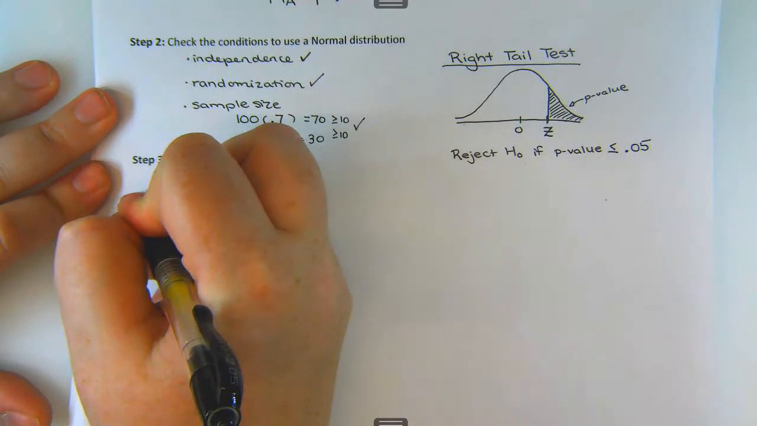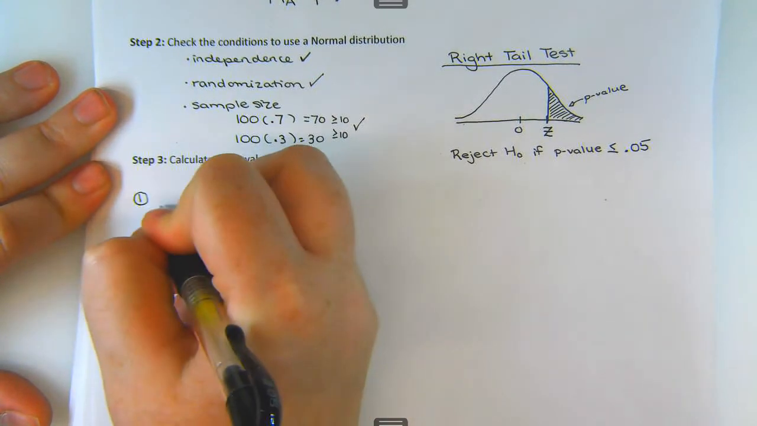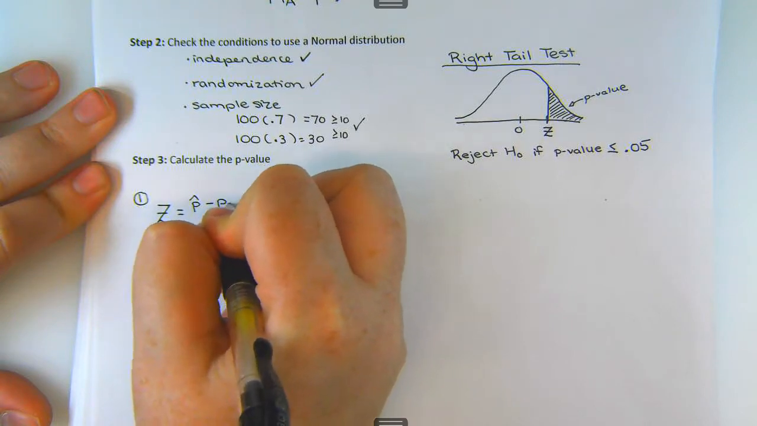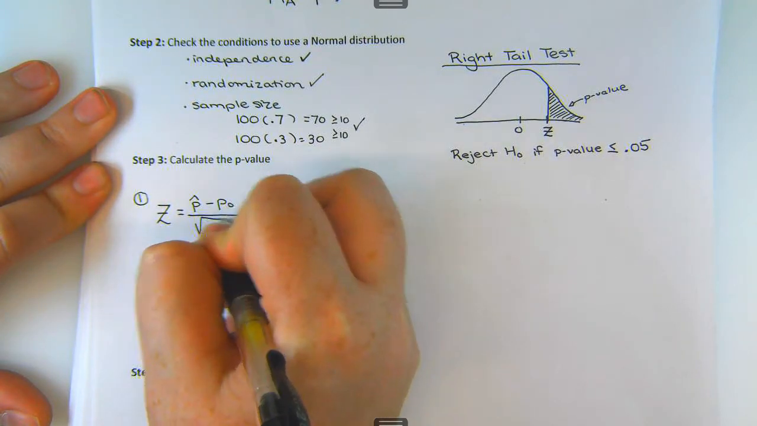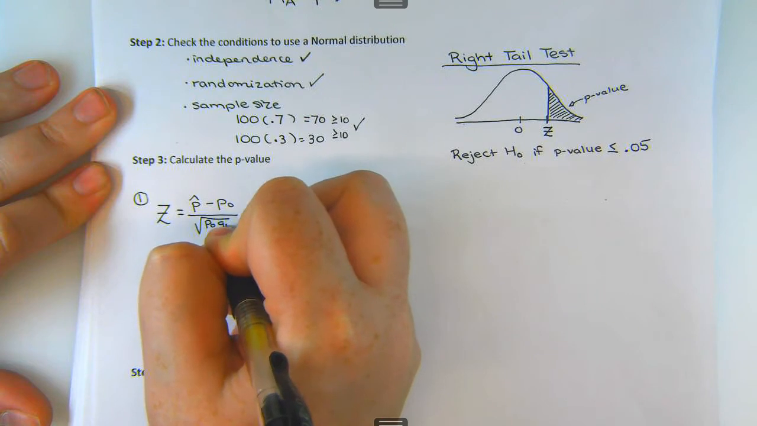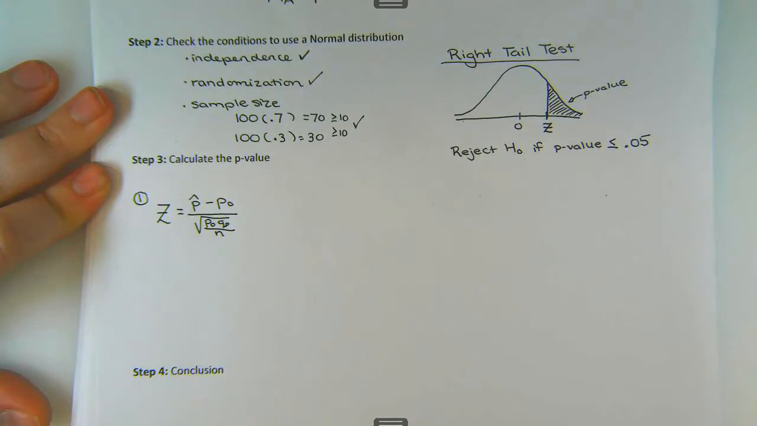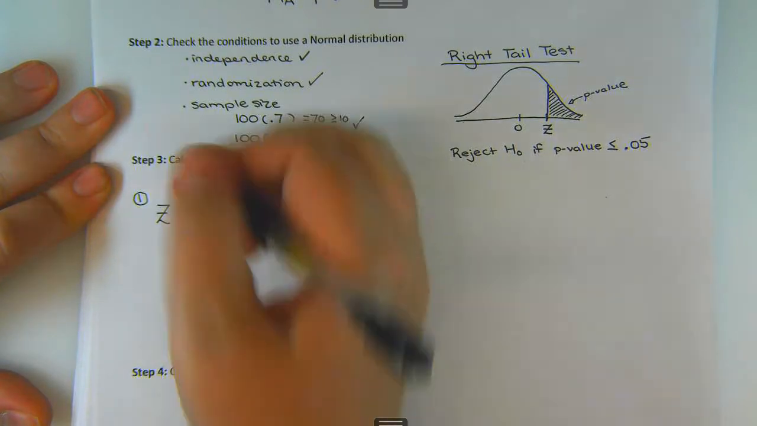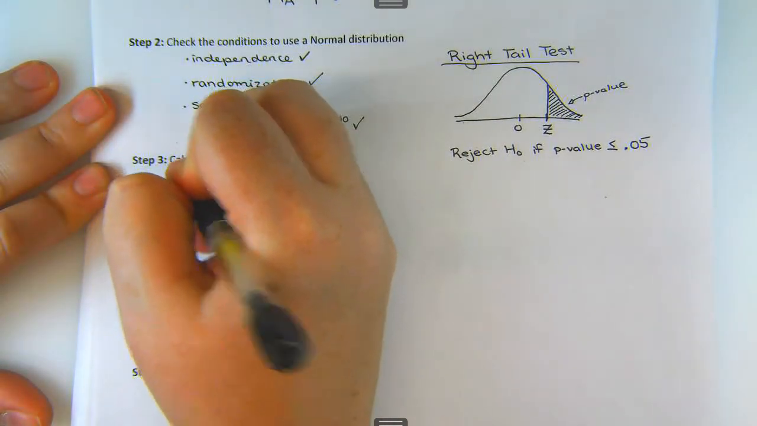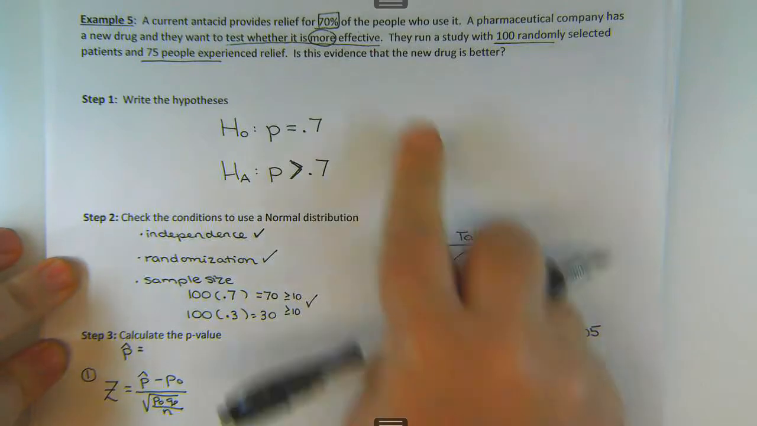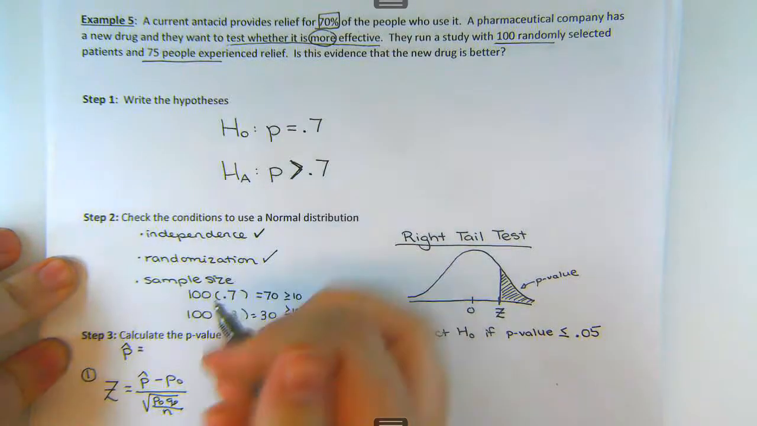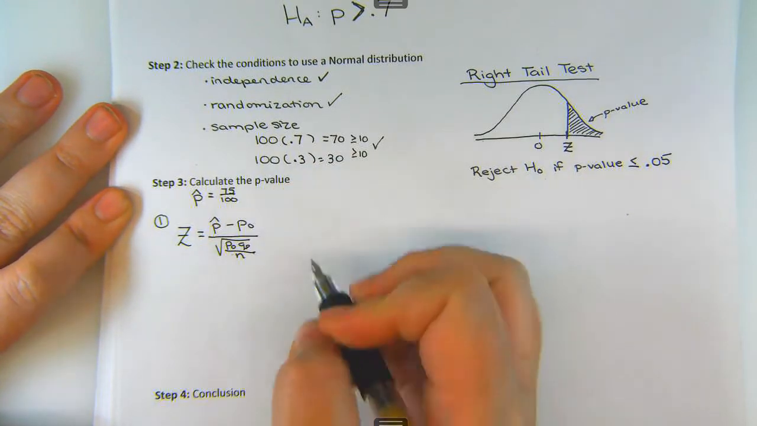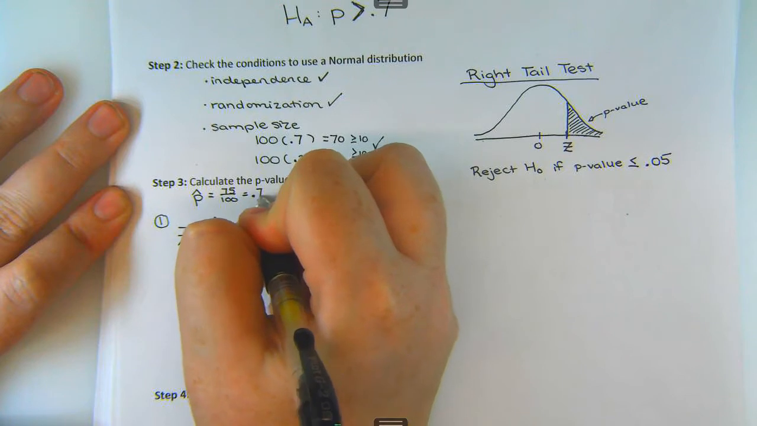So, first step of finding our p-value is to get our test statistic. So taking p hat minus p from the hypothesis over our standard deviation using the proportions from the hypothesis. So we have this, but we need our sample statistic, which is coming from the study of 175 people experienced relief. So this is coming from taking 75 out of 100, which is going to be 0.75.